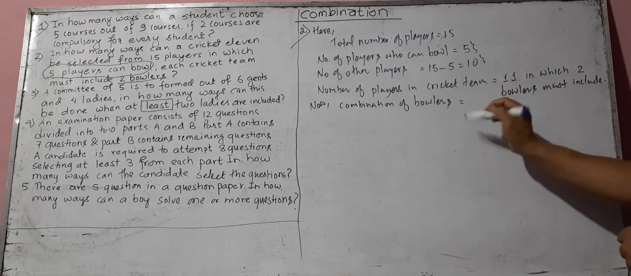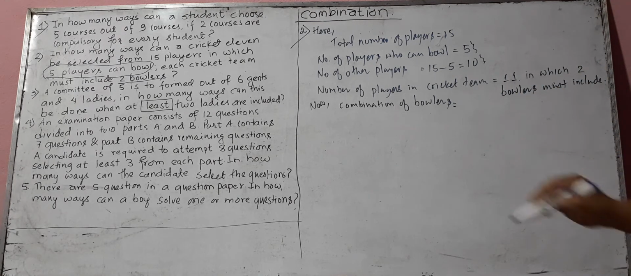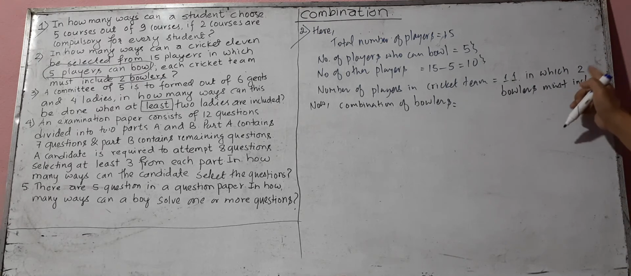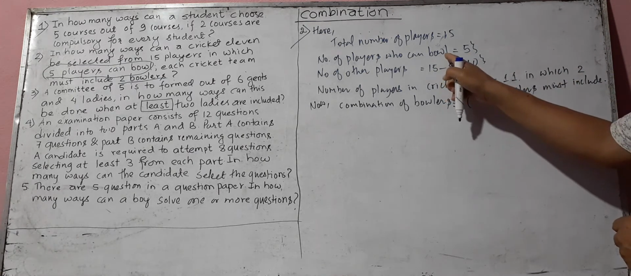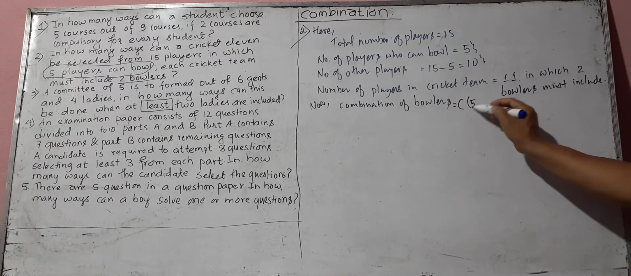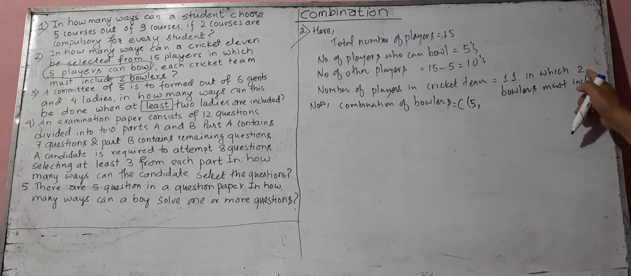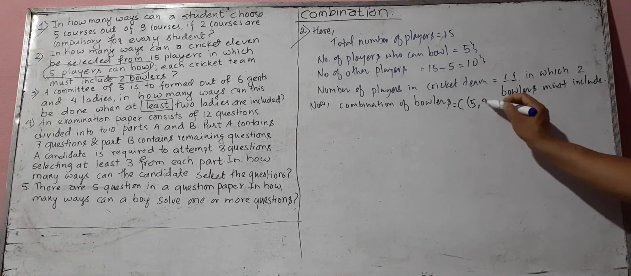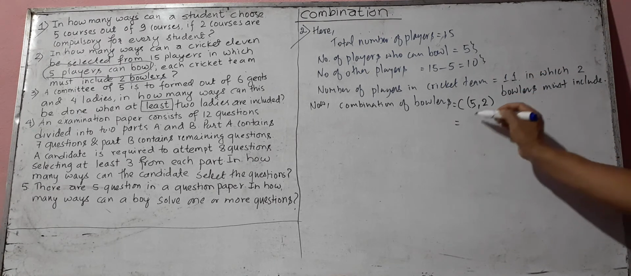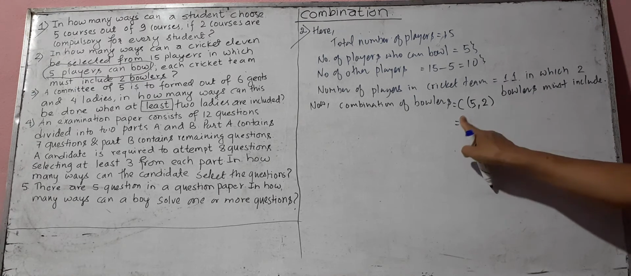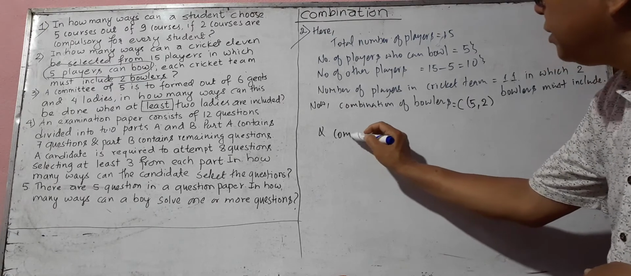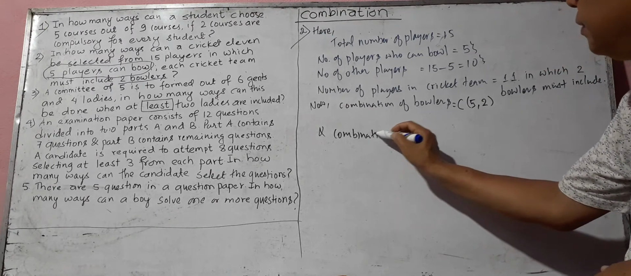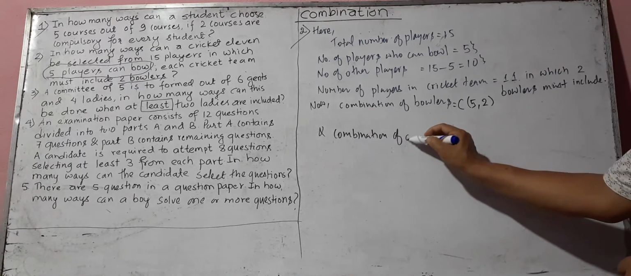Okay, so the combination of bowlers is C. How many bowlers are there? 5. And how many bowlers should be selected for the team? It is 2. So this equals C(5,2), you can write this much only for here. And now another is the combination of other players.